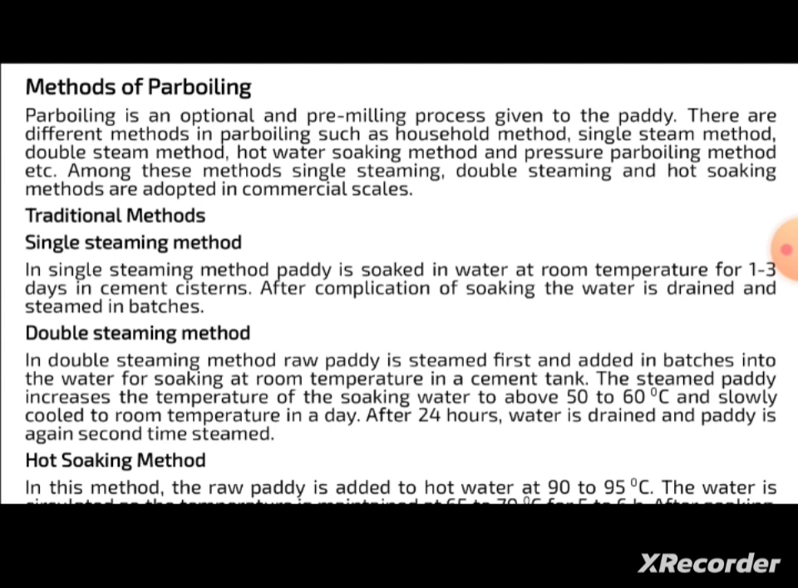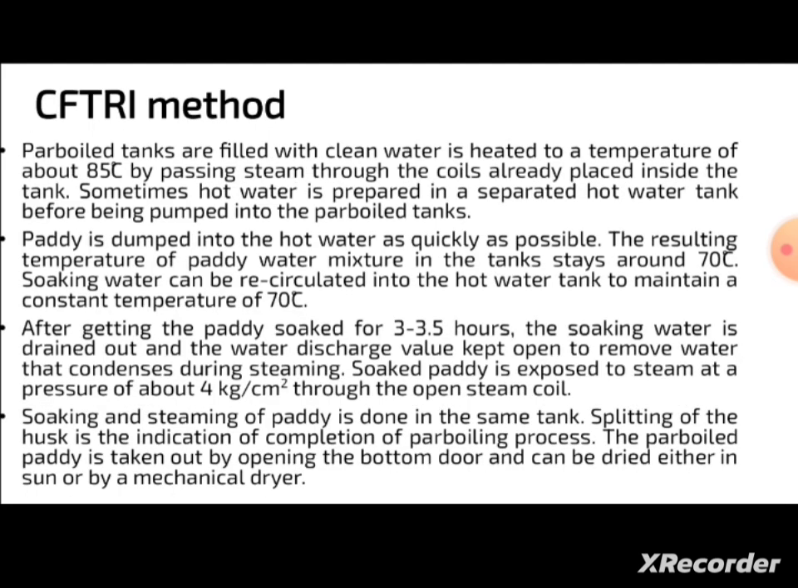So there are different methods or techniques involved in parboiling. One is traditional methods and the other is modern methods. The traditional methods involve a single steaming method, double steaming method, and a hot soaking method. And in modern methods, there are different types like CFTRI and Jadavpur, and based on different techniques, there are different technologies.